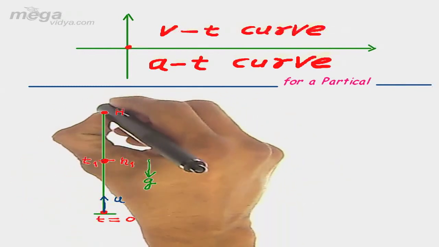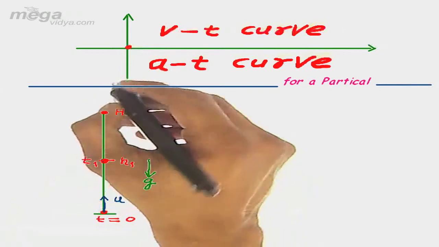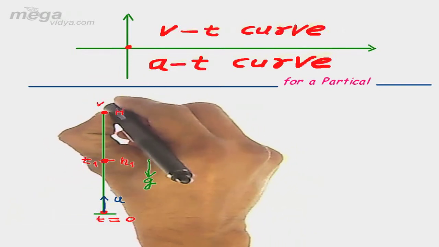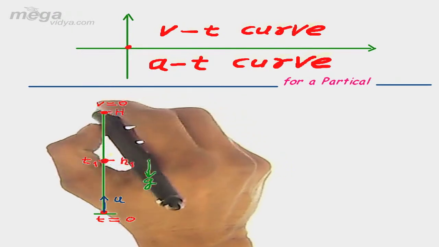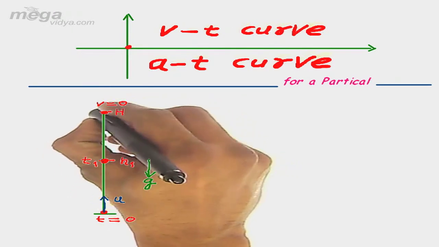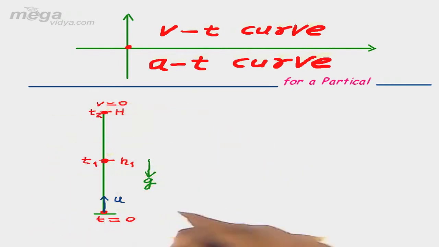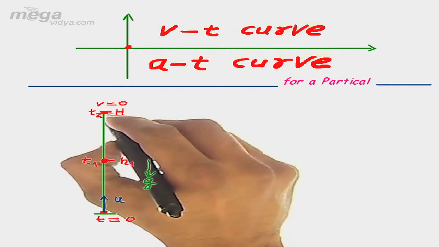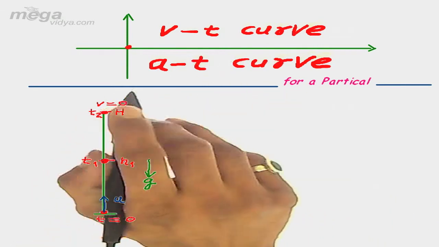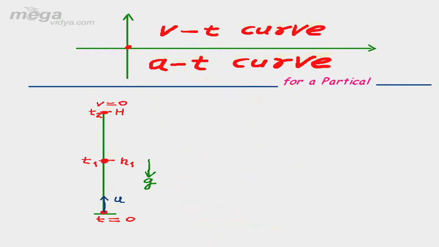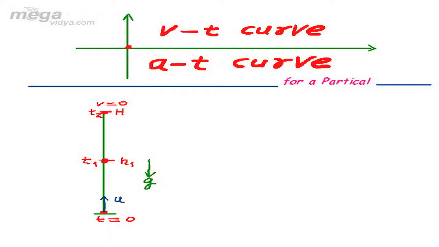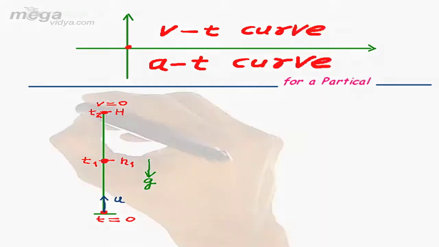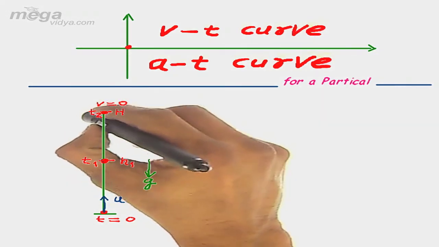No doubt, when it reaches its highest point, its velocity becomes 0. The time in which it reaches the height capital H is say t2. Again after the passage of some time, it returns, because here its velocity becomes 0. So it is just like a dropped object which has been dropped from this height H. Now during backward motion, this particle moves in this way.